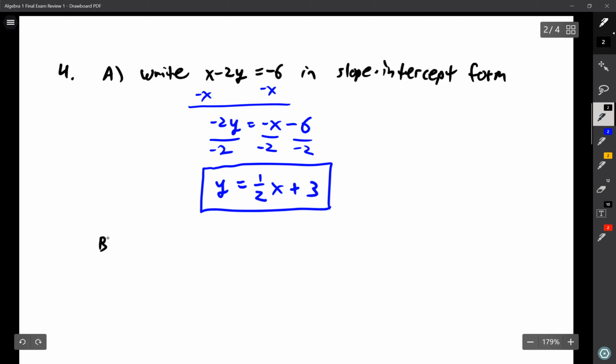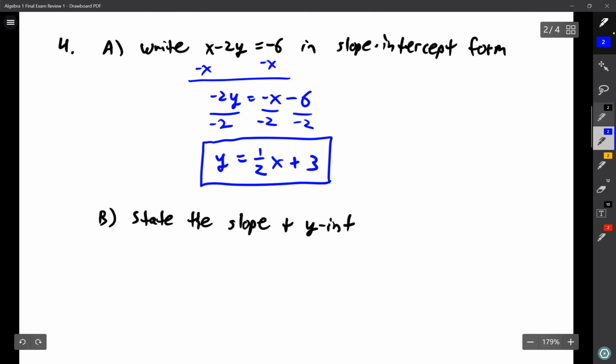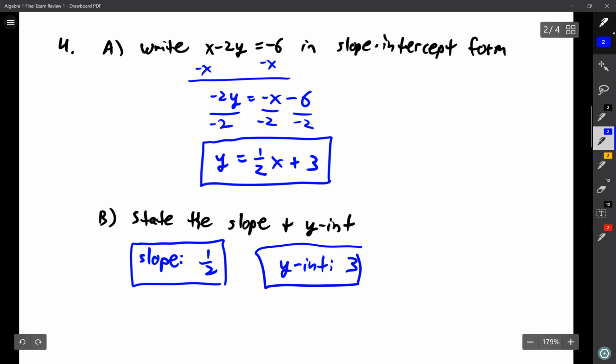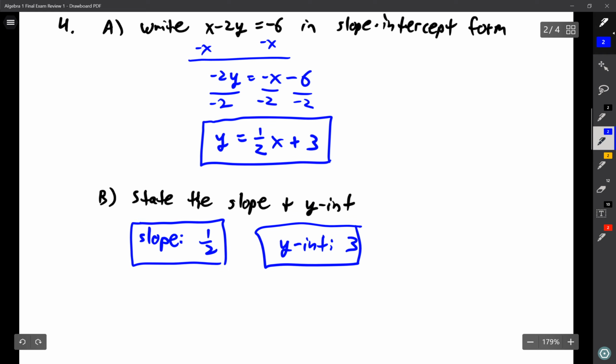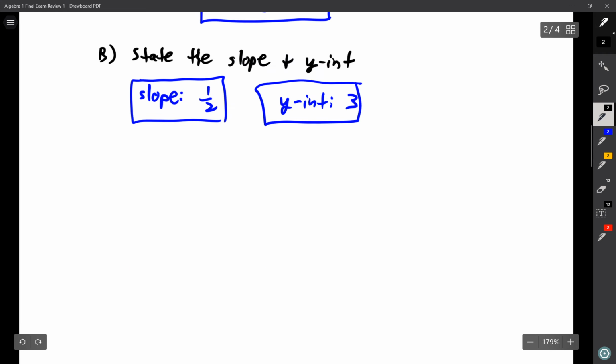And then part B is to state the slope and y-int. All right, well, I had this information built into the form of the equation that I'm working with. So the slope is 1/2. That's that answer. And the y-int, y-intercept, is 3. Okay, that is number 4. Number 5.